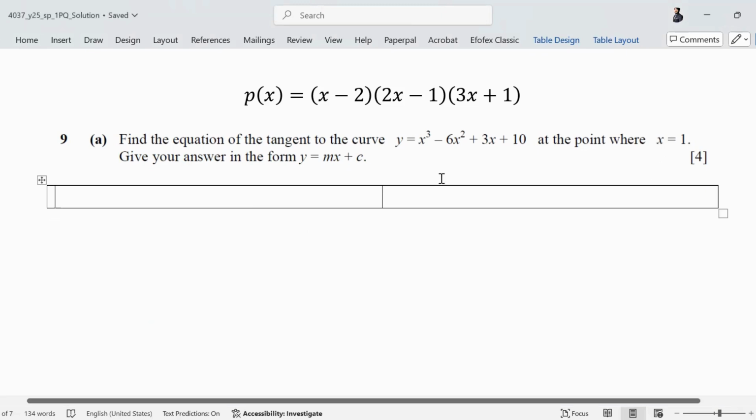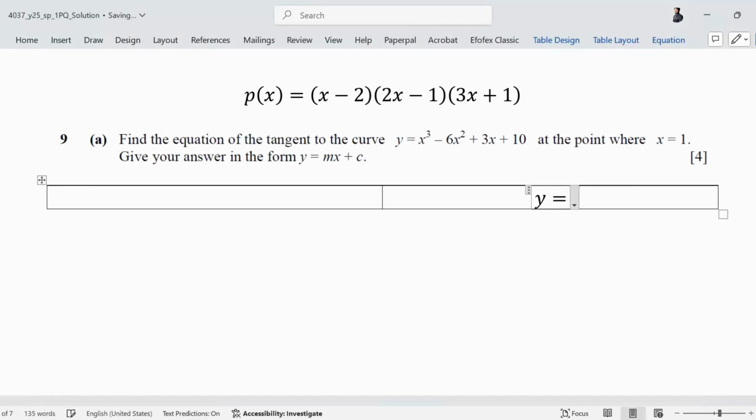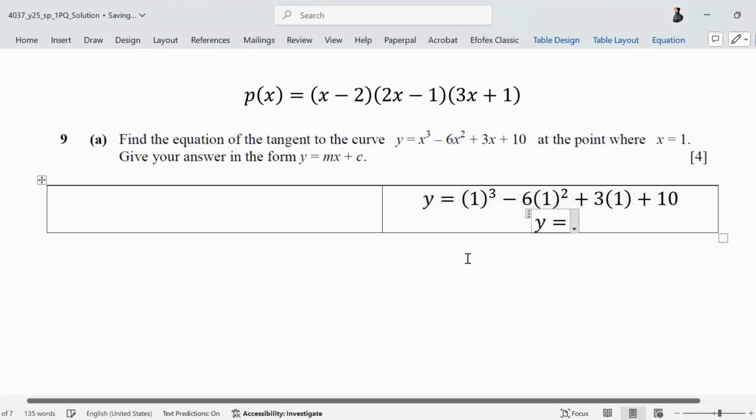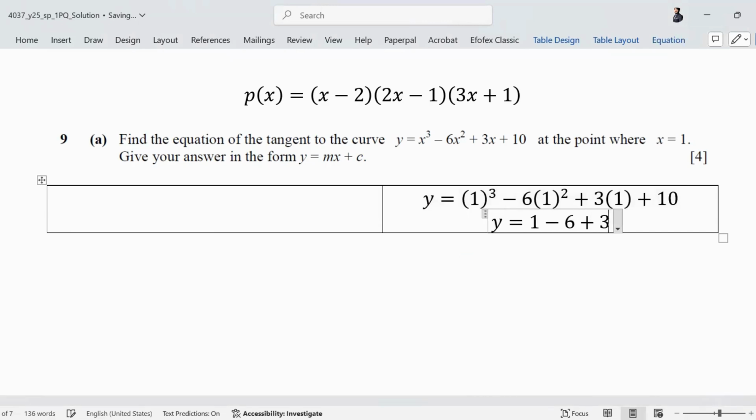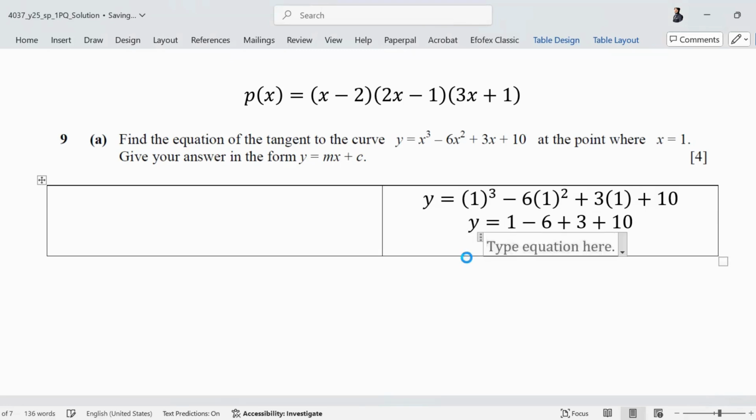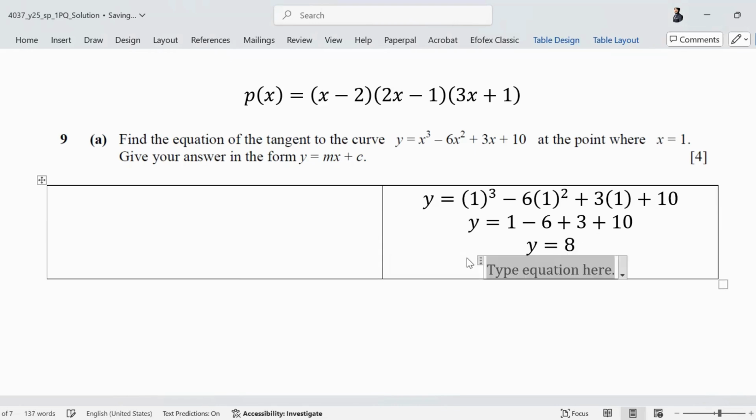They have only given us the x coordinate. So can we find the y coordinate by plugging it in the equation? 1 cubed minus 6 into 1 squared plus 3 into 1 plus 10. So the y coordinate will be 1 minus 6 plus 3 plus 10. 14 minus 6 is 8. So the point that I'll be using is (1, 8).